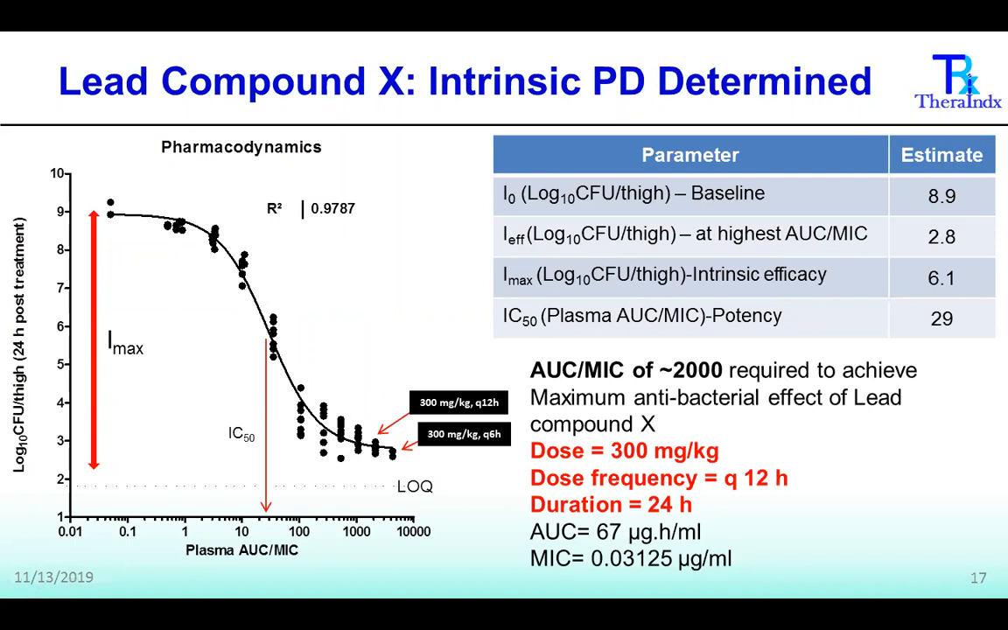If you remember the questions asked in the previous slide or a few slides ago, what dose, what frequency, and what duration for the lead compound for this project? The dose is 300 milligrams per kg given every 12 hours for a period of 24 hours to achieve the maximum effect.